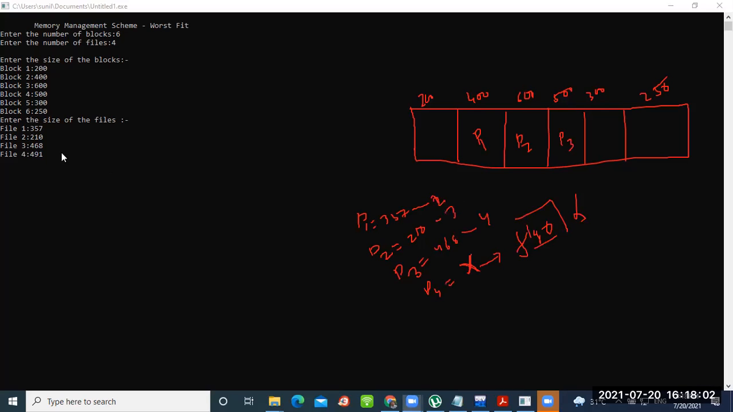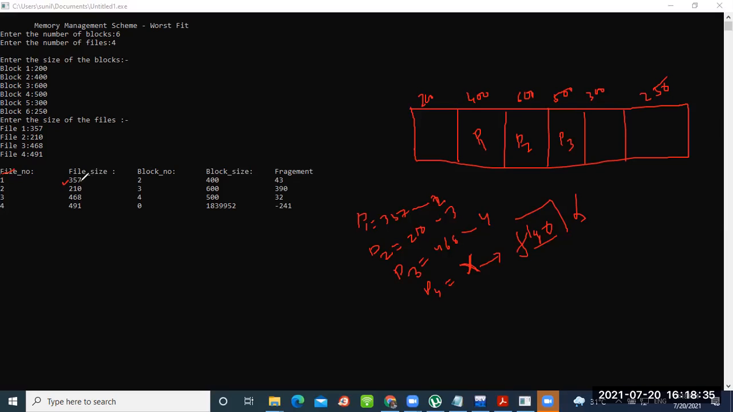So let us see what the answer is. Yeah, here is the answer. Here we have added one extra column. I'll show you. This is the process number, process number 1, 2, 3, and 4. This is the process size, like file number and file name, it can be written as process number and process size. Then this is the block.